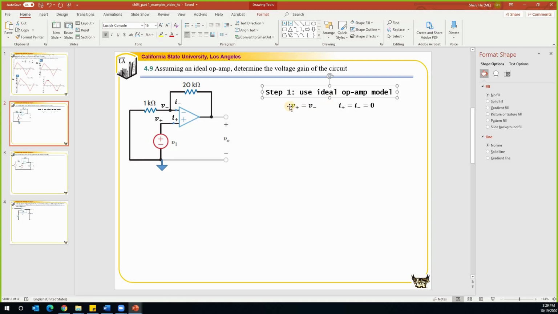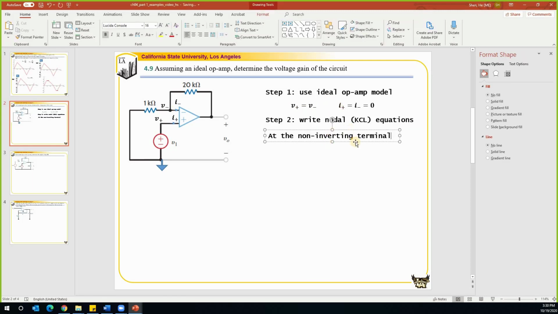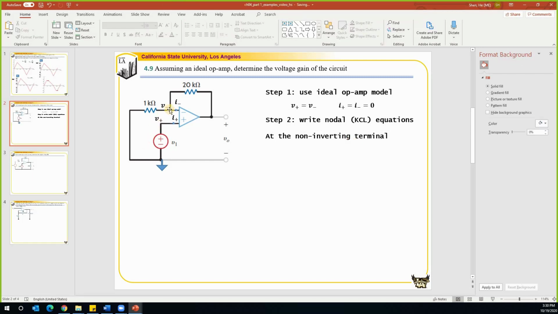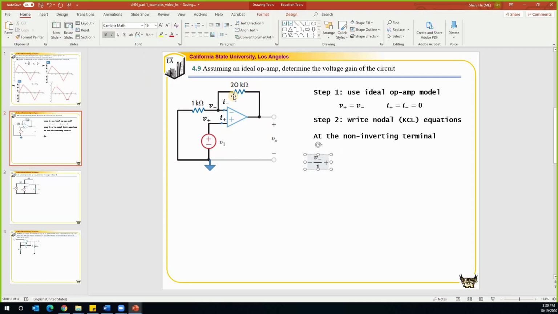The second step, I'm going to write the KCL equations. Which node are we going to look at? At the inverting terminal, we write that the current going into the node is equal to the current leaving the node. The current going into the node from this branch is 0 minus V minus divided by 1K. The current going from this branch into this node is VO minus V minus divided by 20. That is equal to the current leaving the node, which we define as I minus.